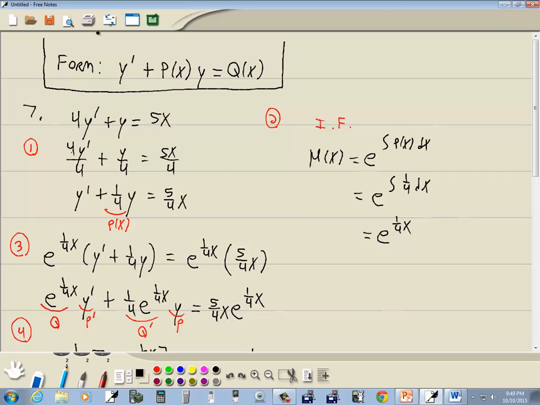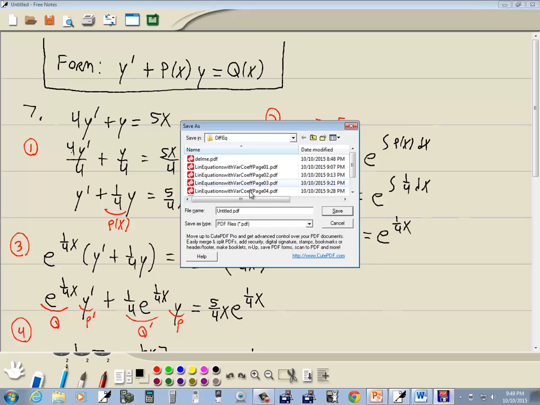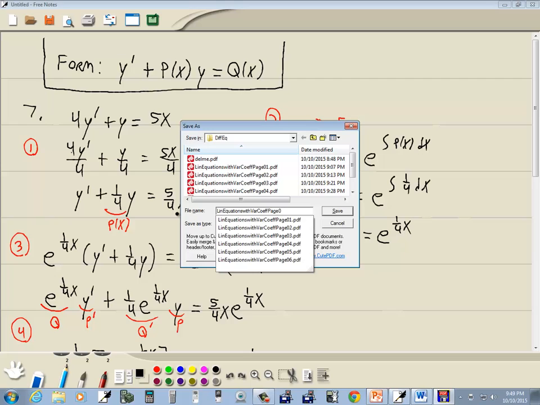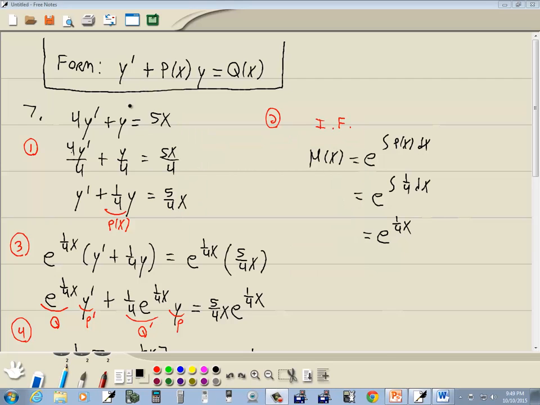So let me save that. Get some on page 7. And let me clean out the page.